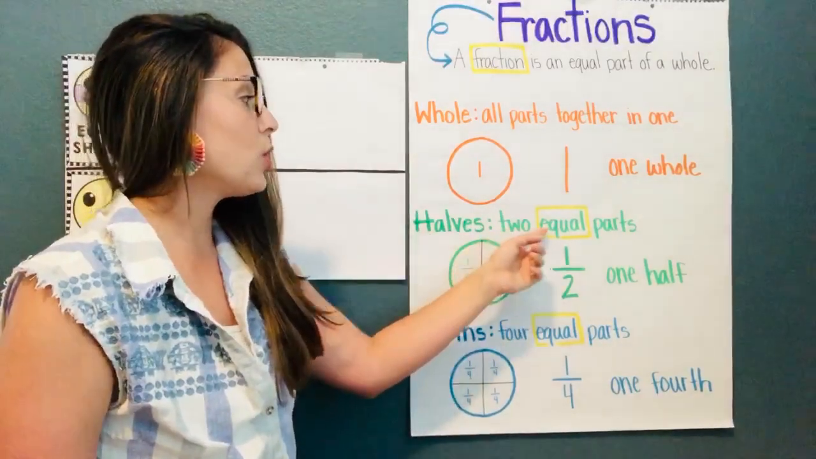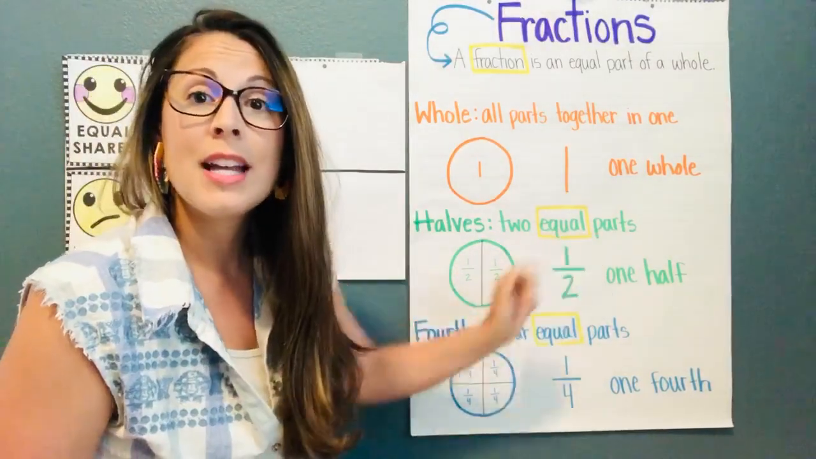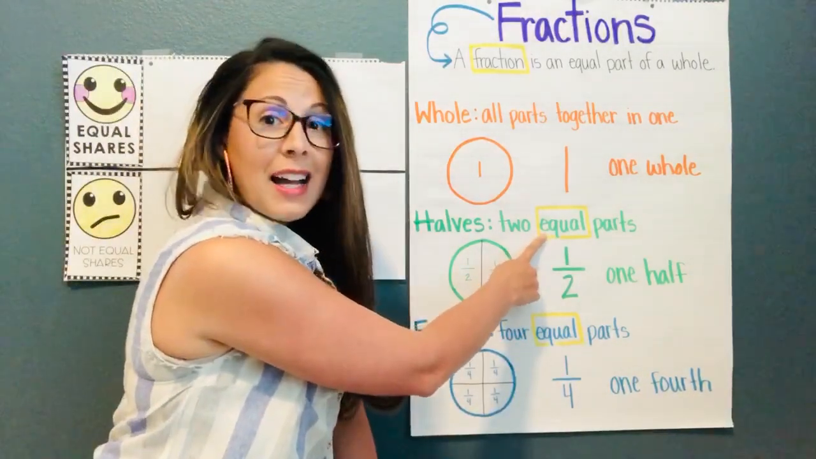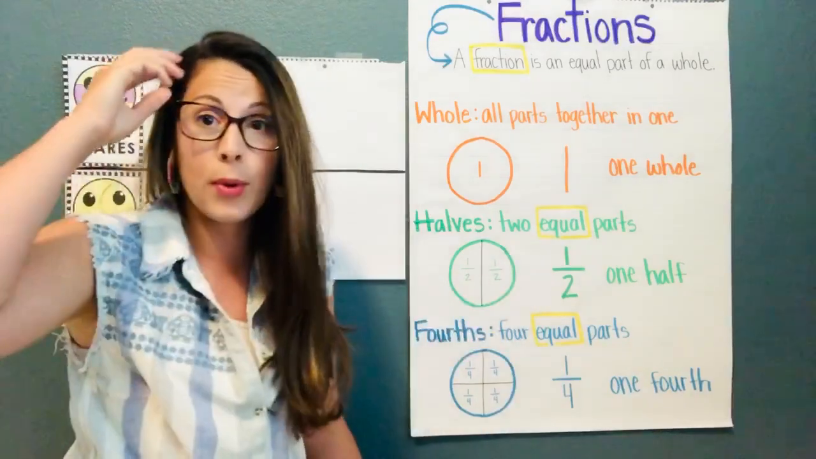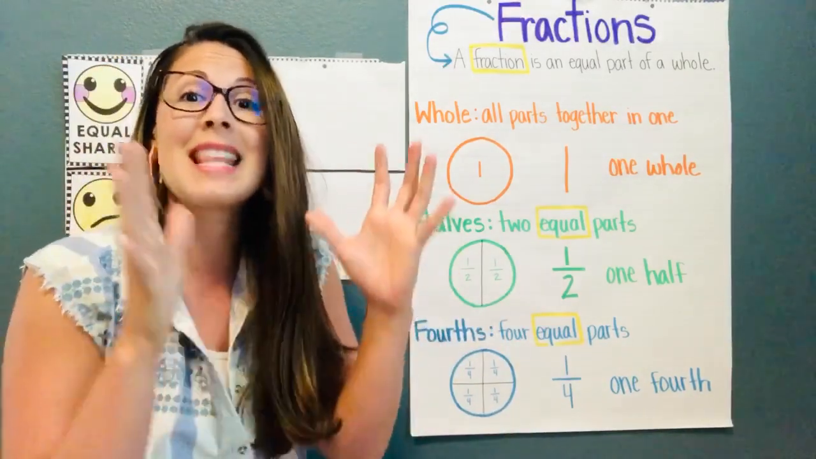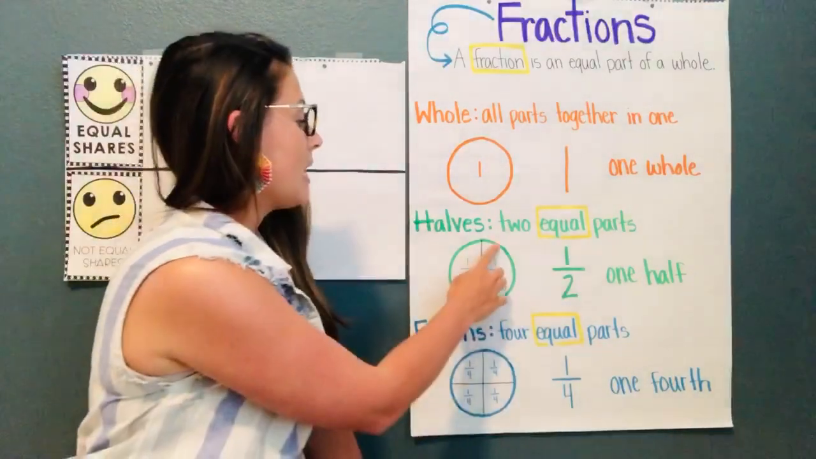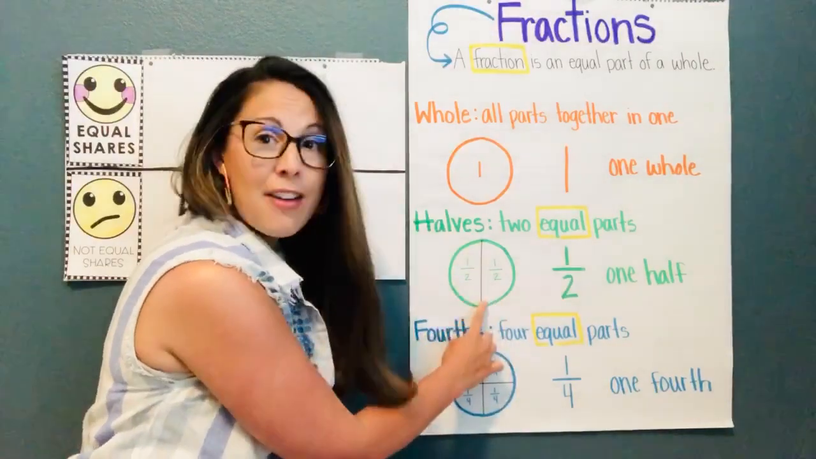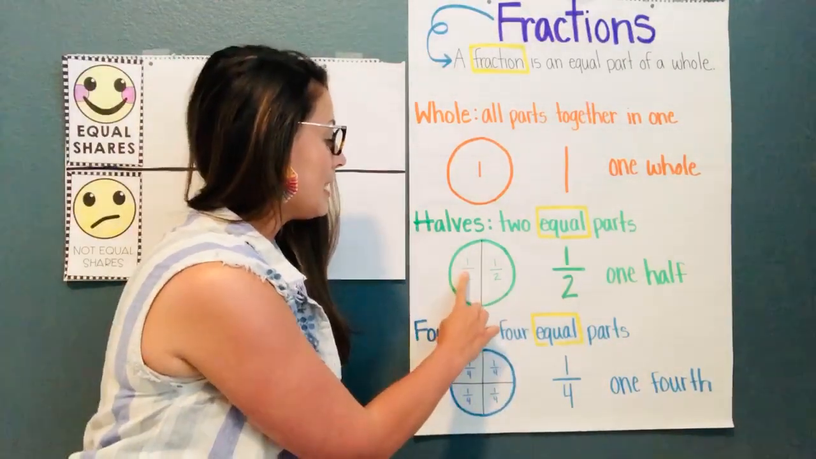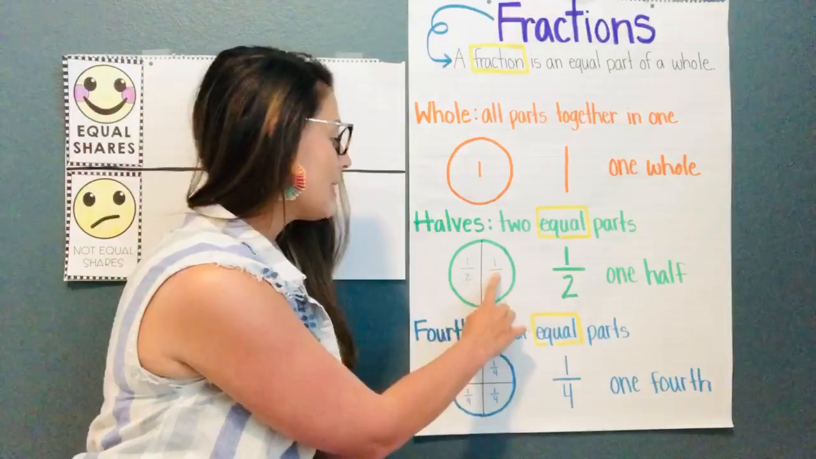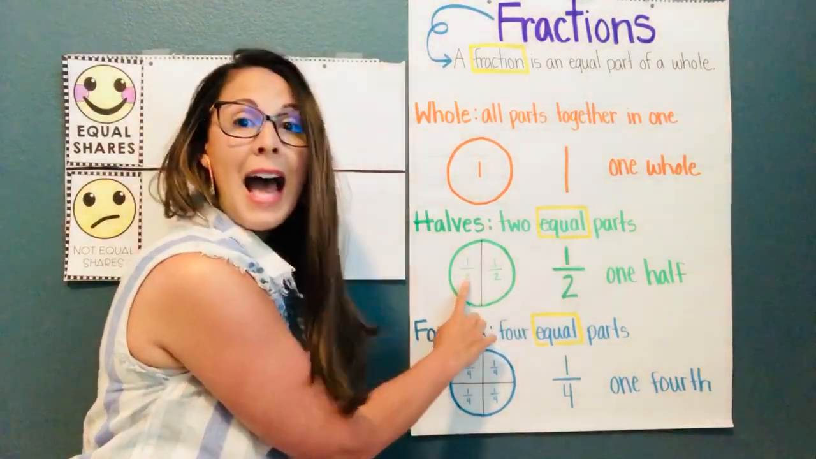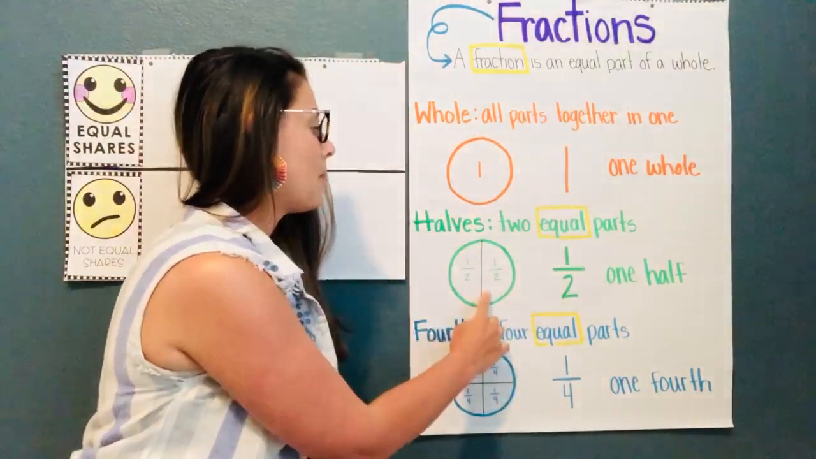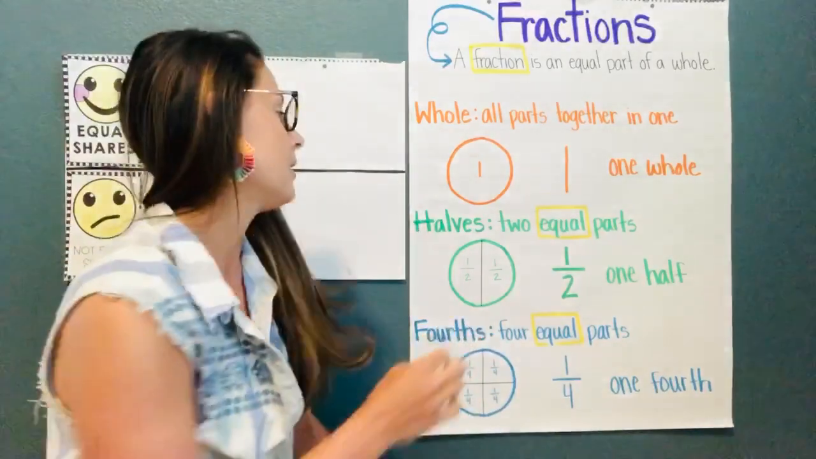Halves means two equal parts. Now, when I make something in half, it has to be equal. And I highlighted that word because equal is very important when you're making fractions. Equal means the same as. So if you can see, this is my whole, but I have partitioned it in half. And that means this side is equal to this side. So this is 1/2, and this is 1/2. So I have partitioned my whole into halves.